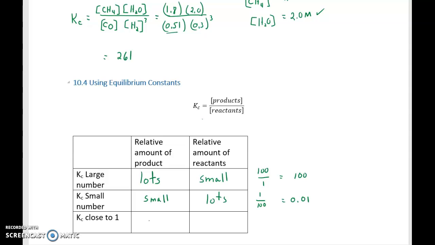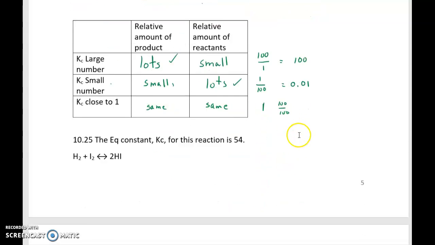If they're the same, then the equilibrium constant is going to be equal to 1. You'd have 100 over 100, give you 1. So if it's a large number, we make lots of product. If it's a small number, we make lots of the reactant. So let's see how we can use this in problems.